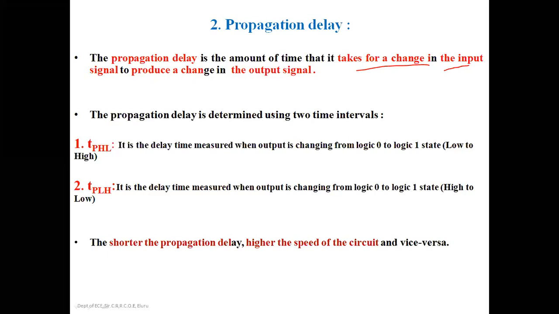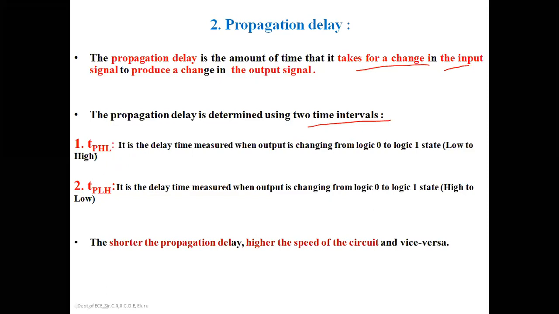That is the time between the logic transition on an input and the corresponding logic transition on the output of the gate. Here the propagation delay is determined by using two interval times, the TPHL and TPLH. The TPLH is the propagation from low to high state, the time required to propagate from the low to high state, or from the high to low state. So these are the two intervals.